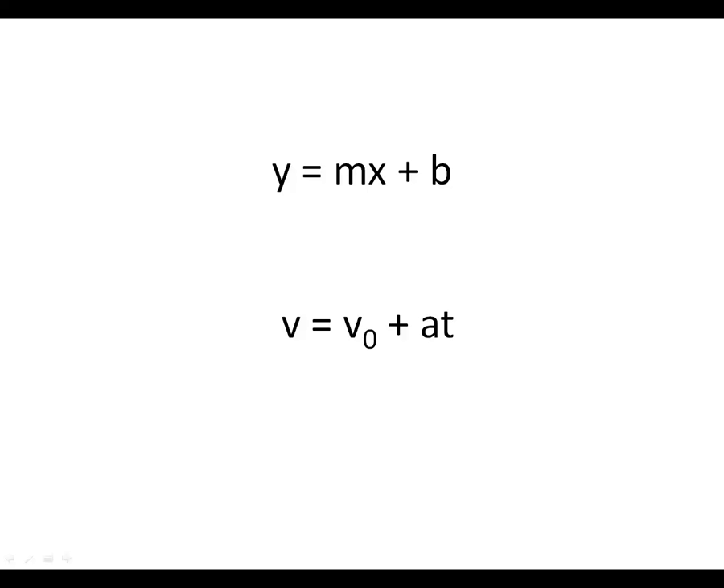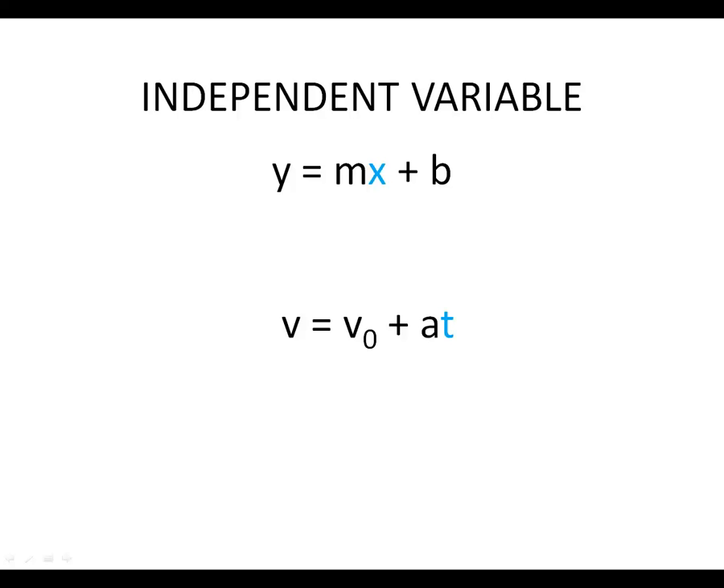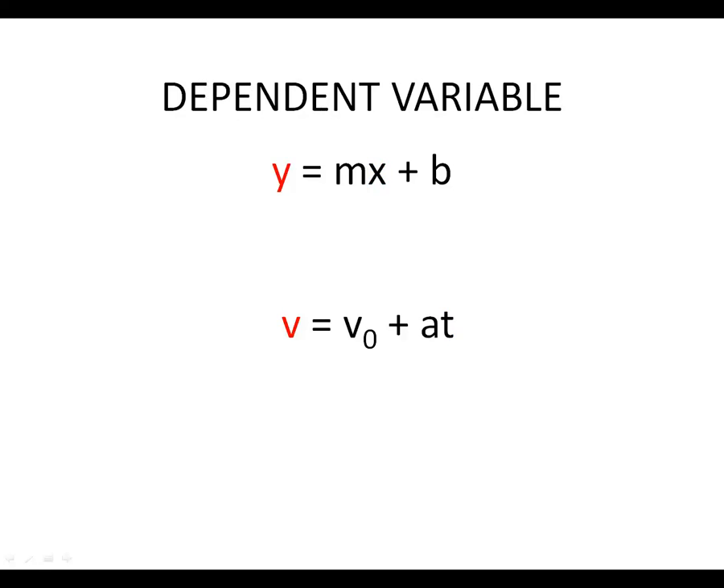You'll notice that these look very similar. They both have 3 terms: 1, 2, 3. They also both have an independent variable. In the top equation, x is always the independent, and we said earlier that time was our independent variable. They both have a dependent variable, y and v.